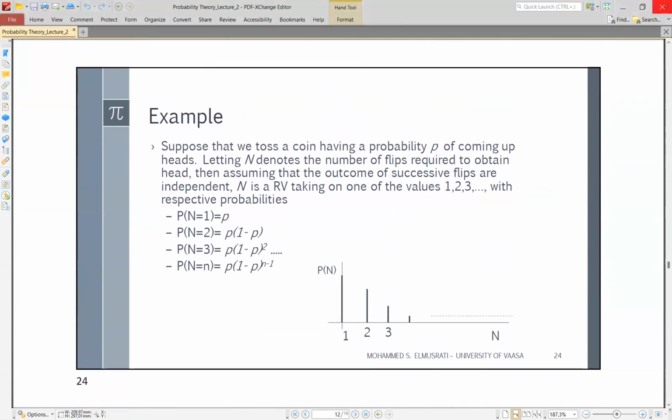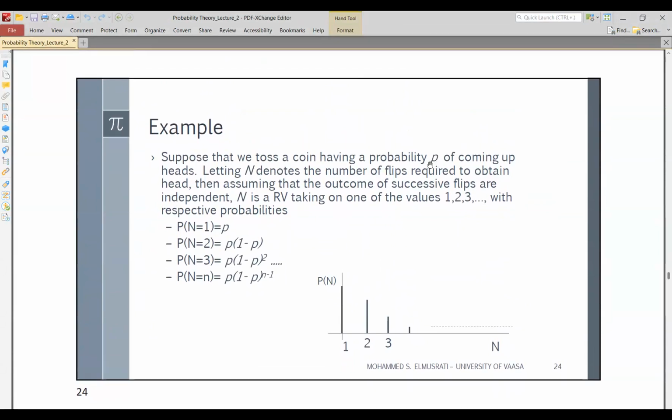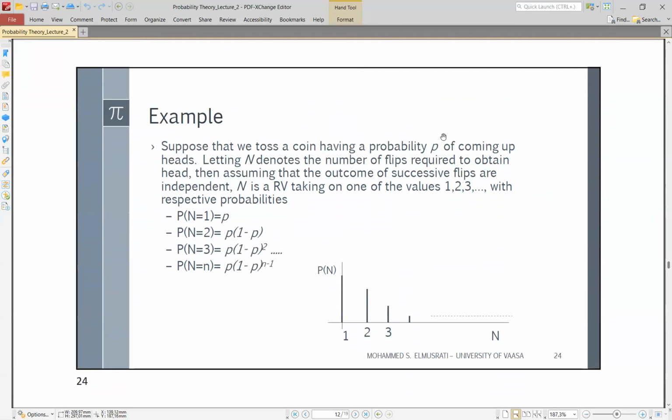Here we give another example about this mapping. Now we define that you toss or flip a coin that has probability b of being head. In this experiment, you repeat flipping the coin until you get tail. When you get tail, you stop. Or the reverse, of course, you want to get head, and when you get head, you stop. It depends on your definition. But the idea here is that we define the random variable n as the number of flips required to obtain head, and the probability of head is equal to b.